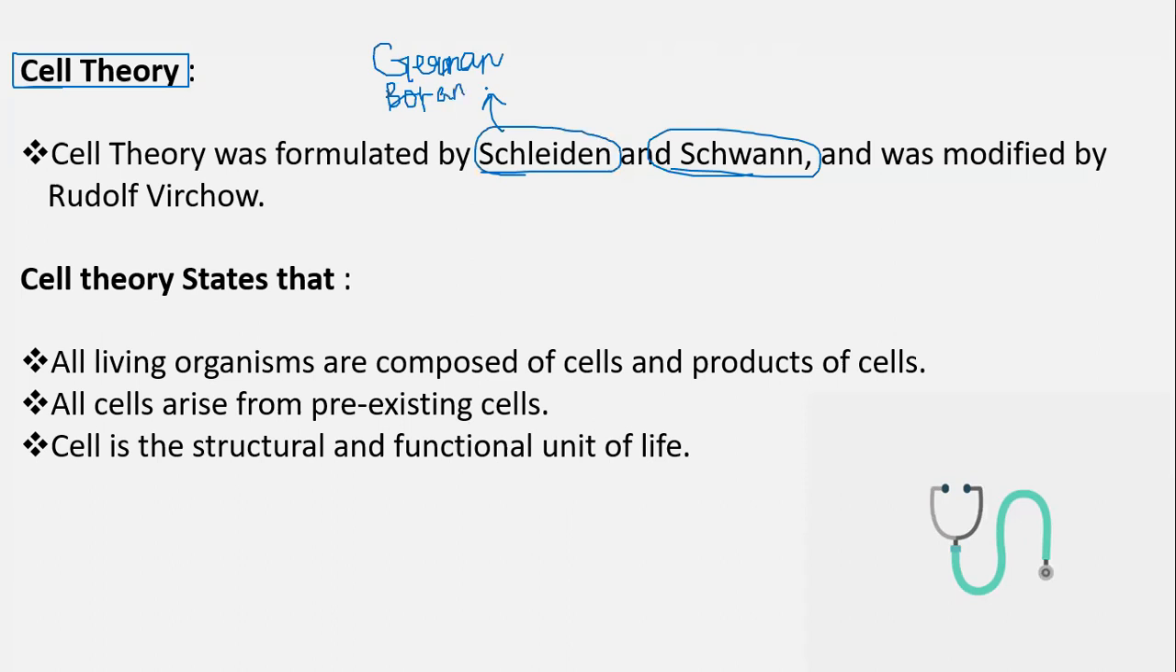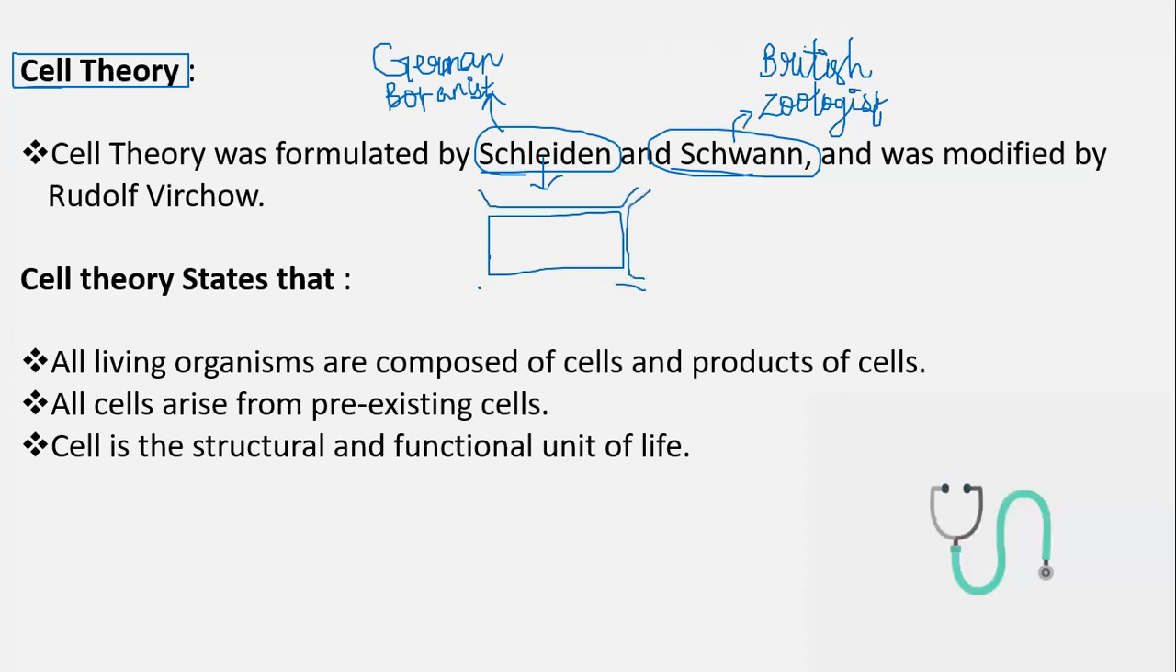Guys, you have to be very careful about it. He was a German botanist, and Theodor Schwann was a British zoologist. So definitely you should know what their postulates were. Schleiden said that all plants are made up of a structural and functional basic unit known as cells. Right, everyone? He was a botanist, so he proposed that all plants are made up of a single basic unit, which is known as the cell.